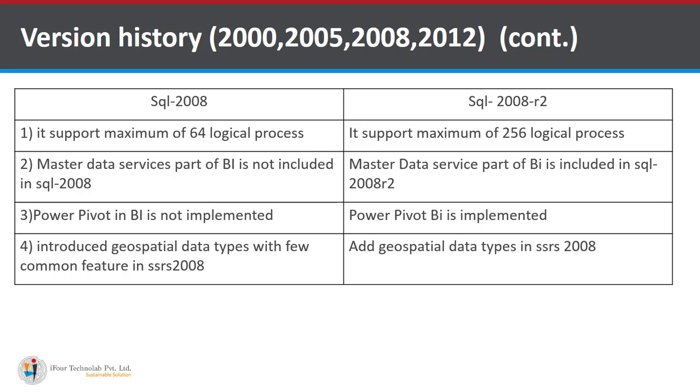Now 2008 and 2008 R2. In 2008 there is a maximum of 64 logical processors, but in 2008 R2 there is a maximum of 256 logical processors. Master Data Services, part of BI, is not included in 2008. Master Data Services, part of BI, is included in SQL 2008 R2. PowerPivot in BI is not implemented in 2008, but in 2008 R2 it is implemented. Geospatial data types are also included in SQL 2008 R2.